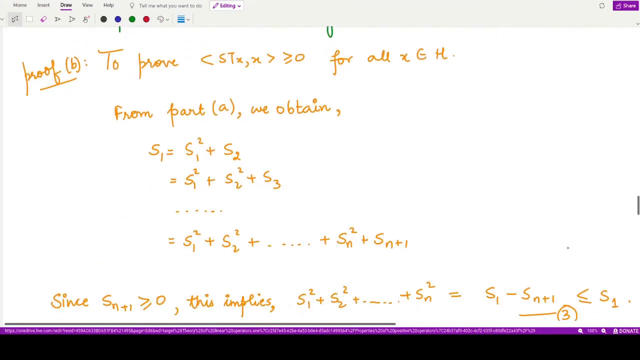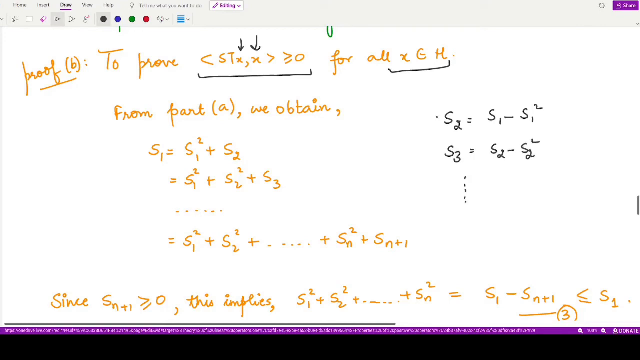Now in order to prove the second part here, we have to prove that St is a positive operator. So that means we have to prove that the inner product of Stx with x is a positive quantity for every x which is a member of the given Hilbert space. So according to part A, what do we have? We have defined our S1 like this, S1 square. What was your S2? S2 was S1 minus S1 square, right? S3 was S2 minus S2 square, and so on.